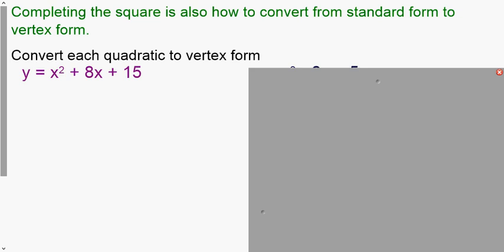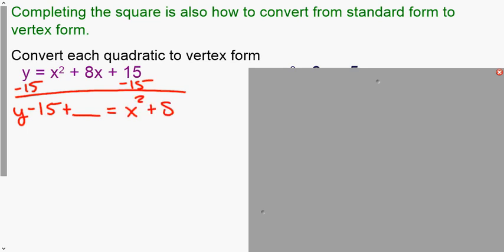This is not a perfect square, so we're going to move it. What's different is now we don't have a number over here. So we can't subtract 15 from y. So we're going to go, it's y minus 15 plus blank equals x squared plus 8x plus blank. So we're still going to do the plus blank. The only thing is, instead of having a number like 0 to start with, we have y. And it's not that huge of a deal.